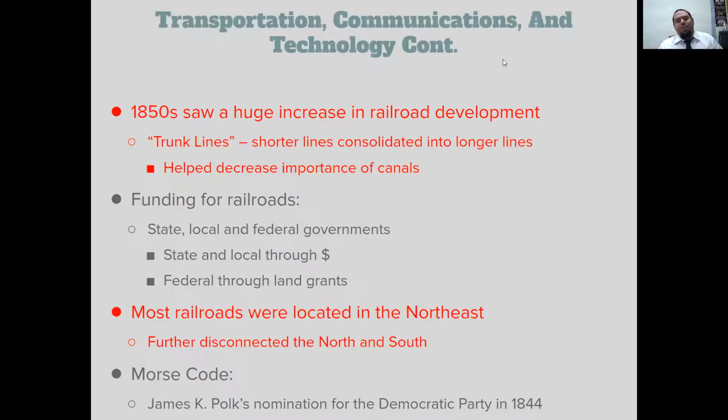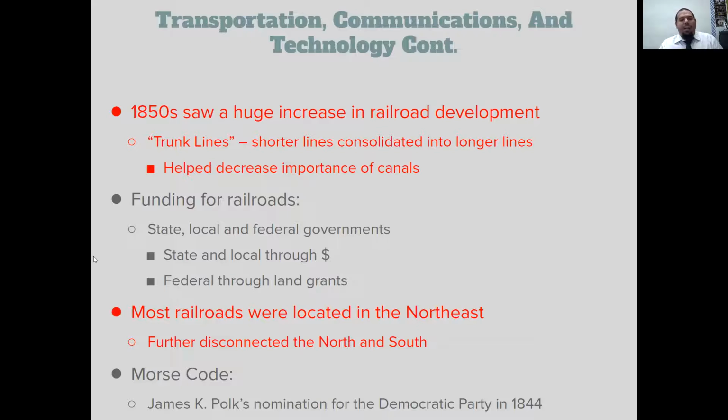Trunk lines, which were shorter lines, consolidated into longer lines, and that helped decrease the importance of canals. The funding of railroads, where does it come from? Where's the money come from? So state, local, and federal governments all played a part. State and local governments gave capital for these companies, and the federal government gave funding for railroads through land grants.